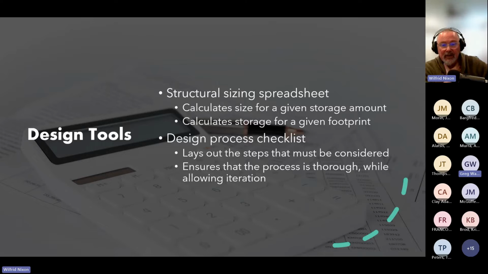The second tool we developed was a design process checklist. It lays out the steps that you need to consider as you go through the design process. The goal behind this was to ensure that you don't miss anything that is a critical step along the way that will come back and bite you later on, which is something we would like to avoid insofar as possible. So that's the overview of the design tools.